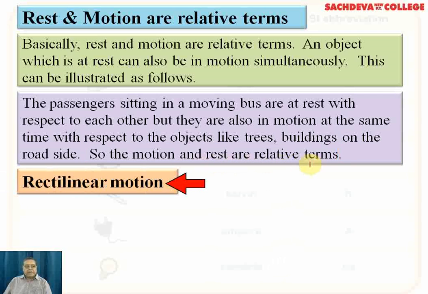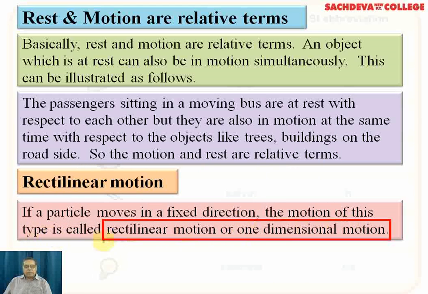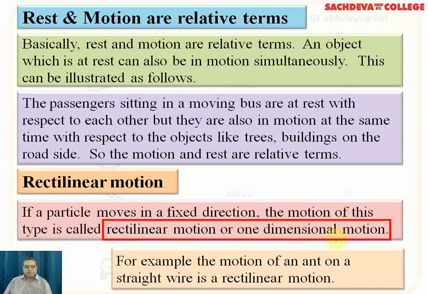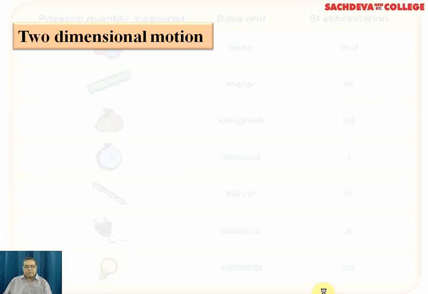Now we are coming towards rectilinear motion. Rectilinear means right in a straight line. If a particle moves in a fixed direction, the motion of this type is called rectilinear motion or one-dimensional motion. Examples are the motion of an ant on a straight wire, a car moving on the road in a straight line, or a person moving in a straight line on the road. These are all rectilinear motion.